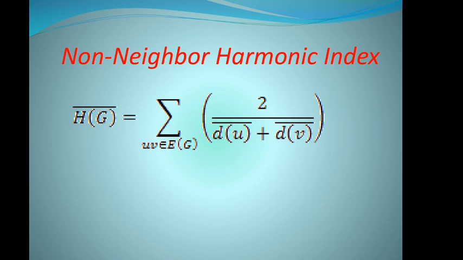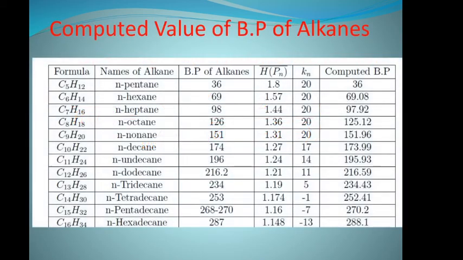One is, by using this formula, we have computed the values of the alkanes shown before, and it represents most of the boiling point of the alkanes, and these are the n-pentane, n-hexane, n-heptane molecules, and the boiling points of the alkanes are 36, 69, 98 respectively. Using the previous formula, we have computed the value of non-neighbor harmonic index to be 1.8, 1.57, 1.44, etc. And we have computed the boiling points to be 36, 69.08, 97.92. It approximately matches the boiling point of alkanes.